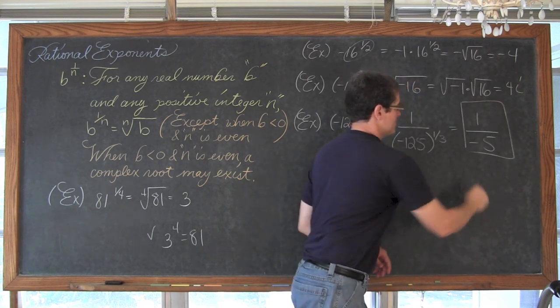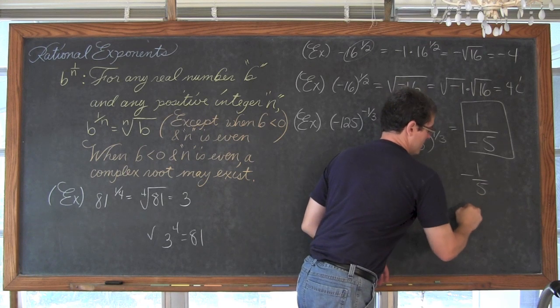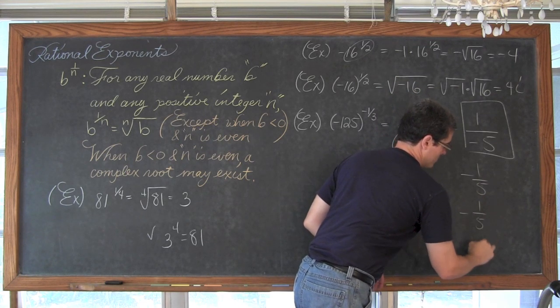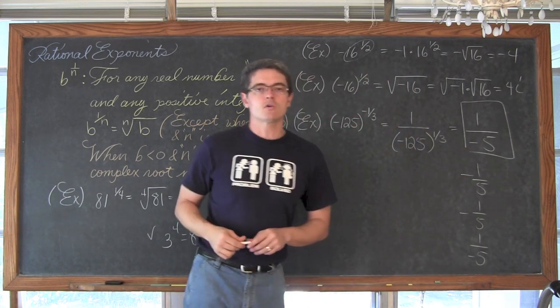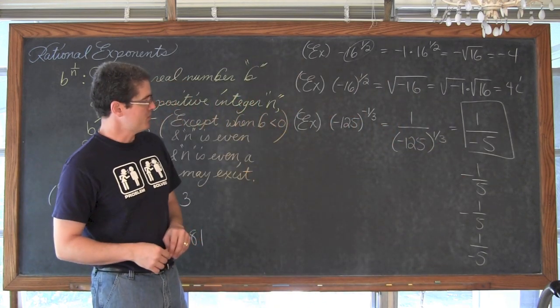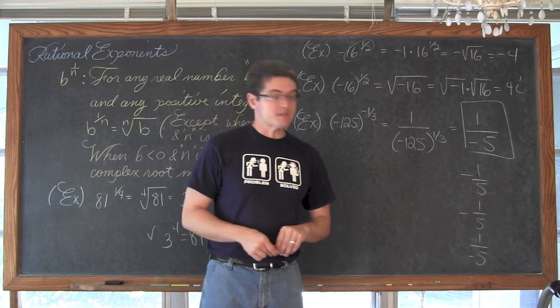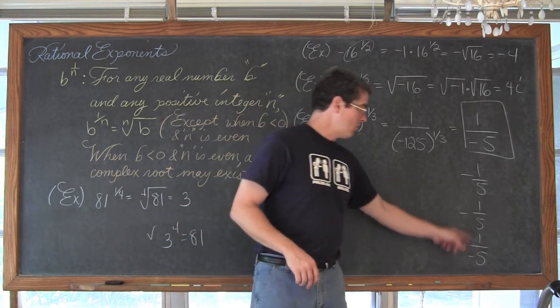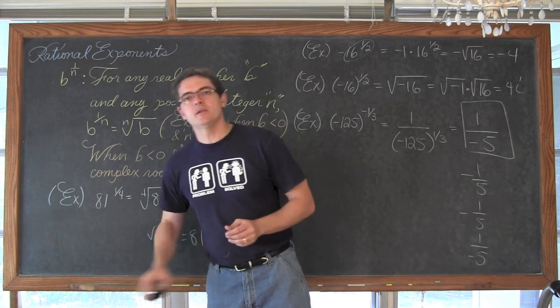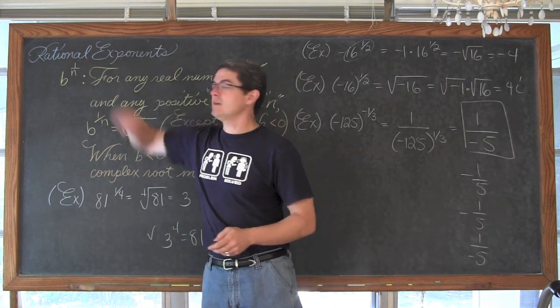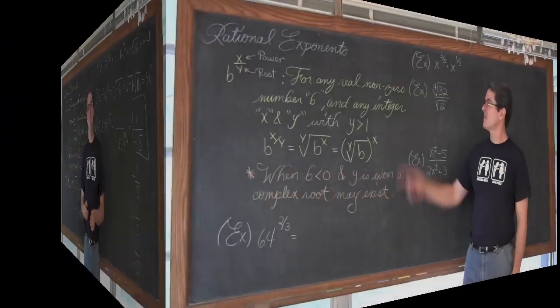So our final answer is negative 1/5, or 1 over negative 5. All of those are equivalent solutions. It doesn't really matter where you put the negative sign, whether it's numerator, denominator, or right in the middle of that fraction. Okay, so what happens when the numerator is not just a basic 1?